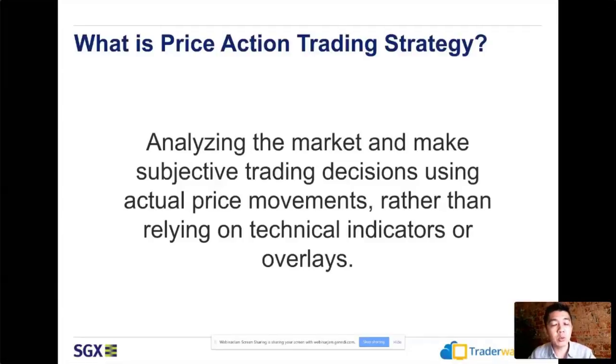All right, so in today's webinar, I will be focusing on looking at price action in general without using any form of technical indicators or overlay at all. So if you are keen to use technical indicators or overlay, you can use them on top of the price action strategy that I will be sharing with you today.